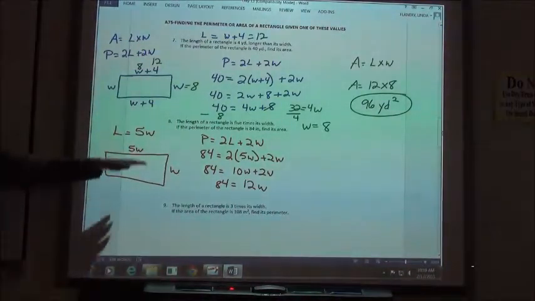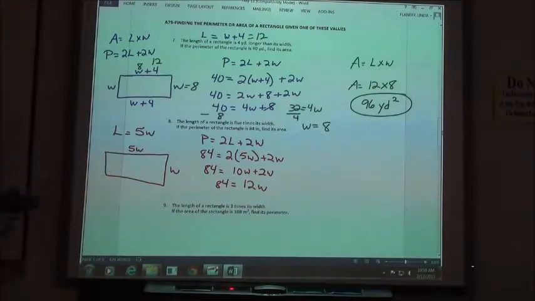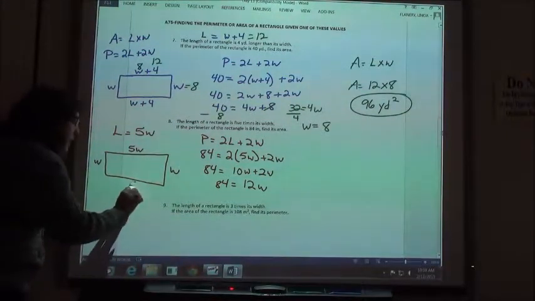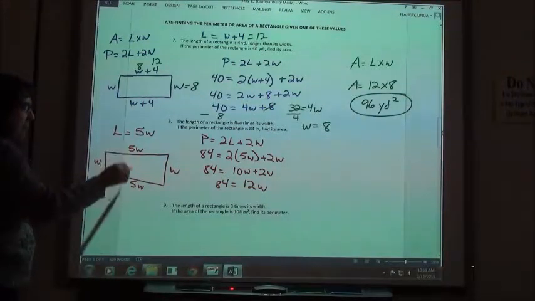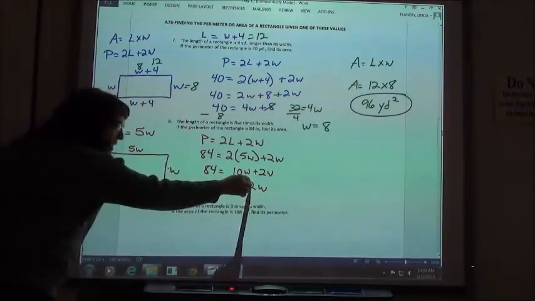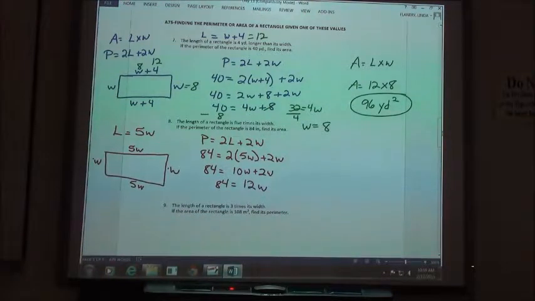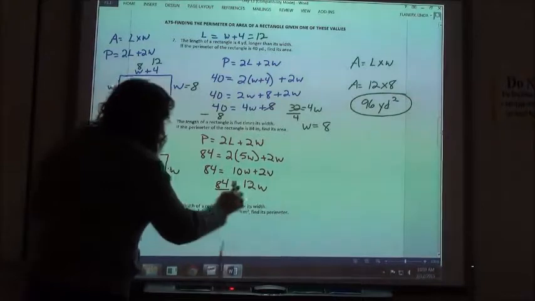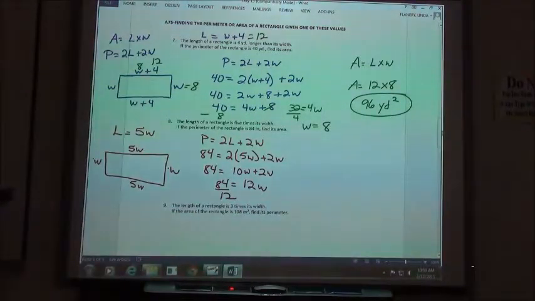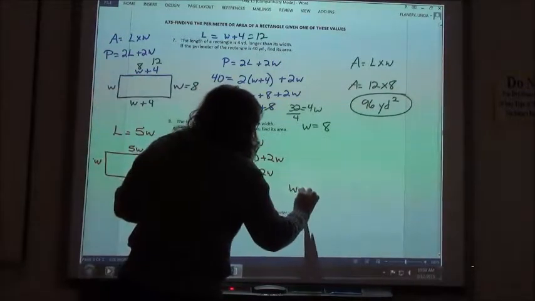Again, thinking about our rectangle, if I'm doing the perimeter, this side is W, this side is 5W. If I add all my sides, 5, 10, 11, 12, I get 12W for my perimeter. Solving that for W, I just divide by my 12. 84 divided by 12 gives me 7. So my width equals 7.